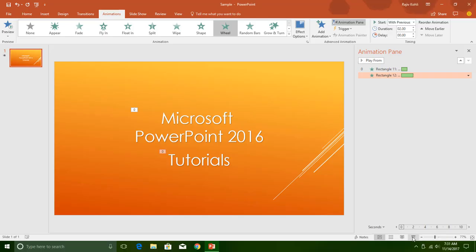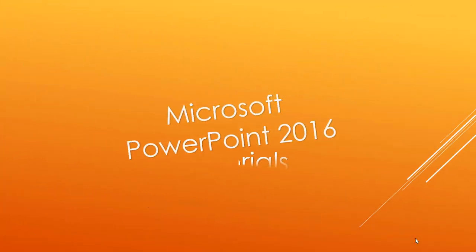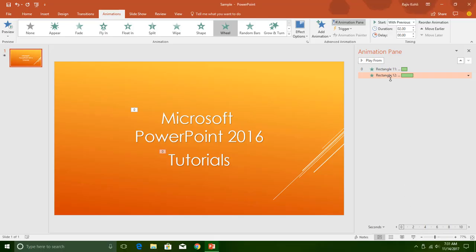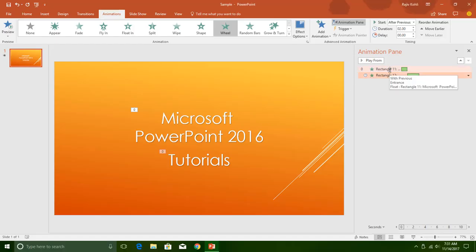See, let me show you once again. After the transition, it will start showing you both animations at the same time. And if I choose the second animation and apply After Previous to it and go to the slideshow, then after the transition you will first see the Microsoft PowerPoint 2016, and after it has finished it will show you the second animation.